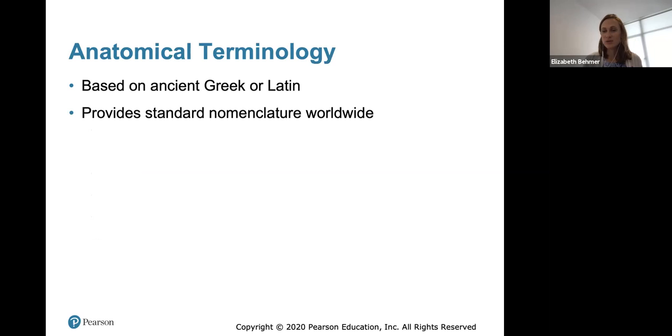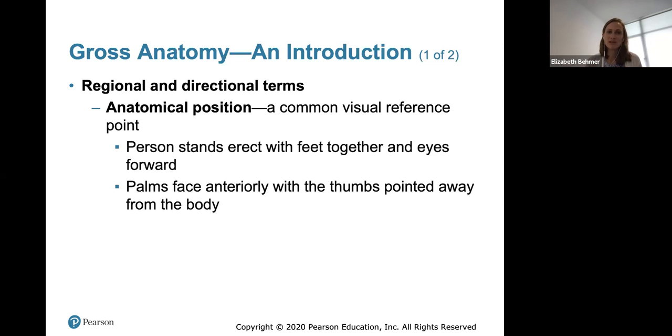Anatomical terminology, we'll get to a lot of new words, we're going to learn a new language, is based on ancient Greek or Latin, and it provides a standard nomenclature worldwide. So even in other languages, for example, my daughter broke her radius, and we are in Ecuador right now, and in Spanish, radius is radio. So things have a kind of a Greek or Latin base, which helps worldwide for anatomy to keep its names.